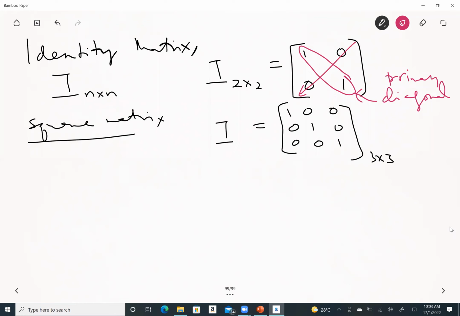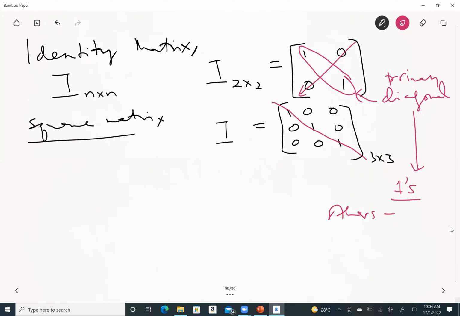So you see here the elements in the primary diagonal consist of what? Consisting of number 1. So the elements are all 1 in the primary diagonal. You go here, 1. So in the primary diagonal, the elements are all 1s. No other value. And the other elements are 0. So that's the identity matrix.